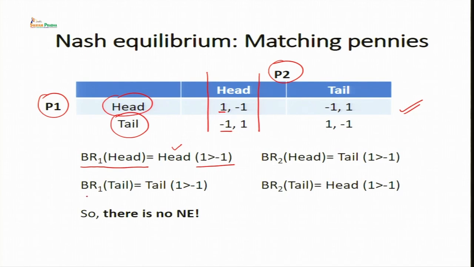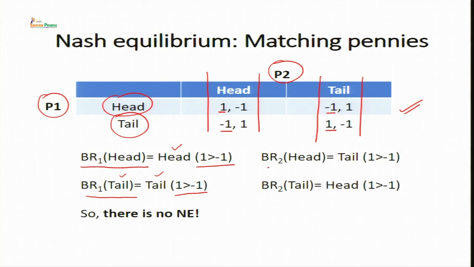Similarly, the best response of player 1 when player 2 plays tail. That means we are here in this column, player 2 is playing tail. So, if player 1 plays head, it gets minus 1, and if it plays tail, it gets 1. So, clearly tail is the best response, as 1 is greater than minus 1. So, the best response to tail for player 1 is tail.